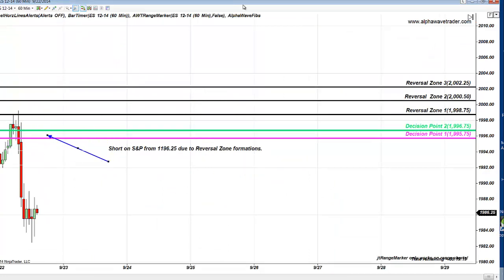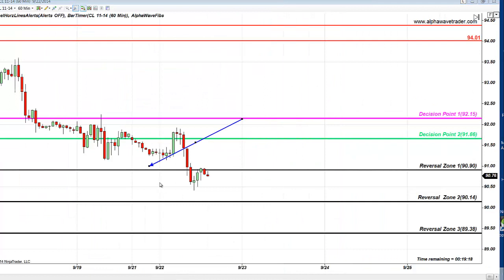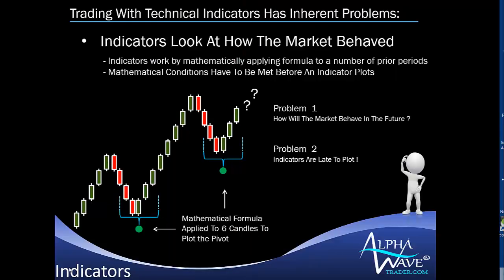That's why there was no trading on oil this morning. Our students took advantage pre-market, but after the trading room opened, it was very, very painful. Big difference between reversals versus corrections.